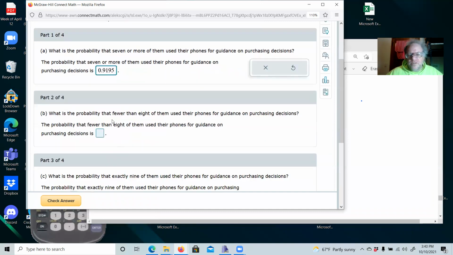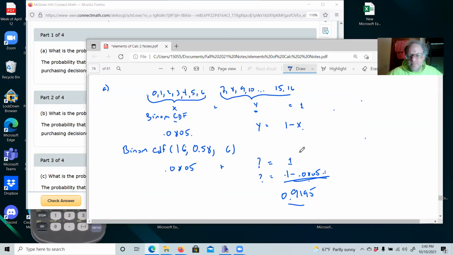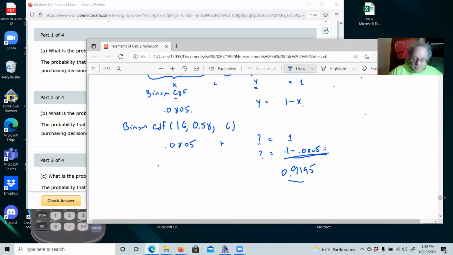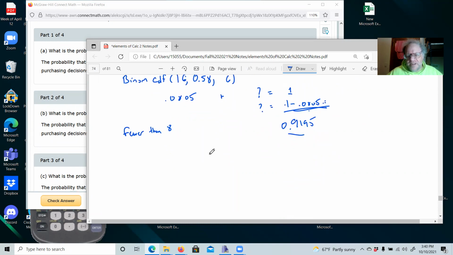What is the probability that fewer than 8 use their phones? So we have to recalculate. Fewer than 8. Is 8 fewer than 8? I don't think so. I think 7 is fewer than 8. I don't think 8 is fewer than 8.